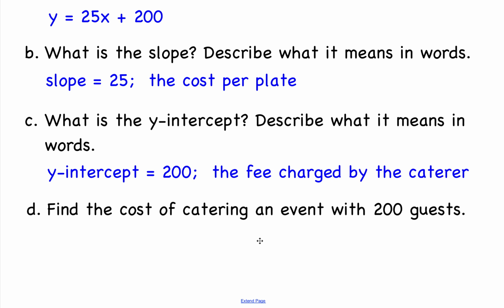Letter D says find the cost of catering an event with 200 guests. Well, that's asking us just to put in for the value of x, the number 200. So we'll go ahead and do that, and we get y equals 25 times 200 plus 200, which is $5,200.